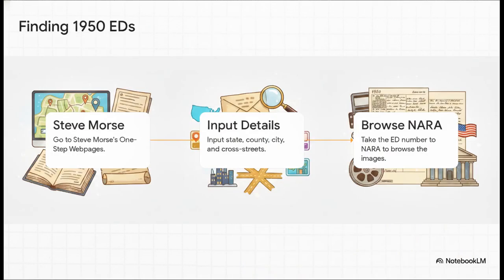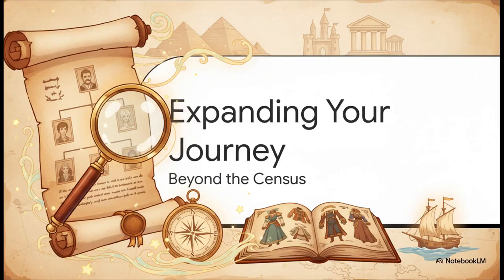Enter Steve Morse's one-step web pages. This is literally a game changer in the genealogy world. You just go to his free ED Finder tool, plug in the state, county, city, and cross streets from that old letter, and it calculates the exact 1950 enumeration district for that block. Then you take that number straight over to the National Archives website, plug it in, and browse the handwritten images street by street until you see your grandparents' house. It's a brilliant workaround.